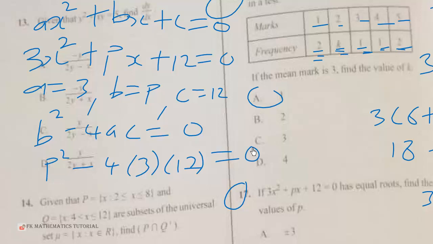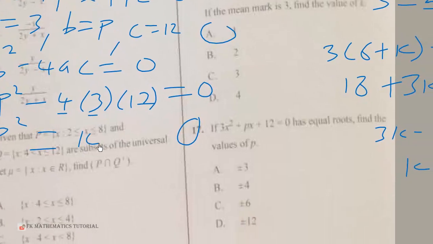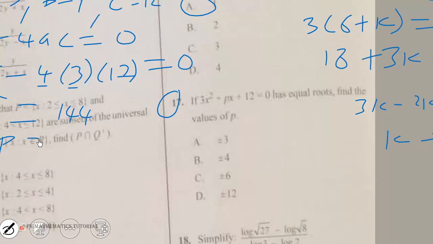So p squared will be equal to 4 times 3 times 12. So 12 times 12 will give 144. So p will be equal to plus or minus the square root of 144. P is equal to plus or minus 12. So the correct answer is D.